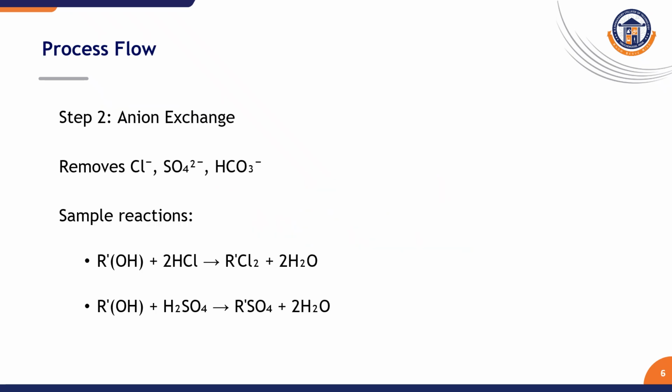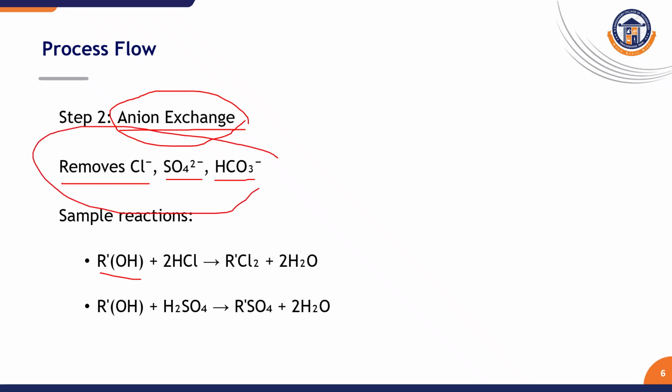And then we move on to the anion exchange resin. So in that second chamber, we are using the anion exchanger that we represent as ROH. Here it removes Cl-, SO4 2- and HCO3-, that is bicarbonate ions. These ions can be removed. These are anions present in the water which comes from the first chamber.